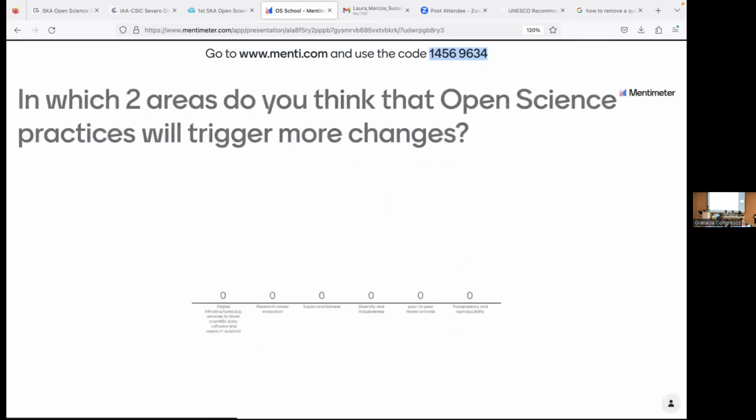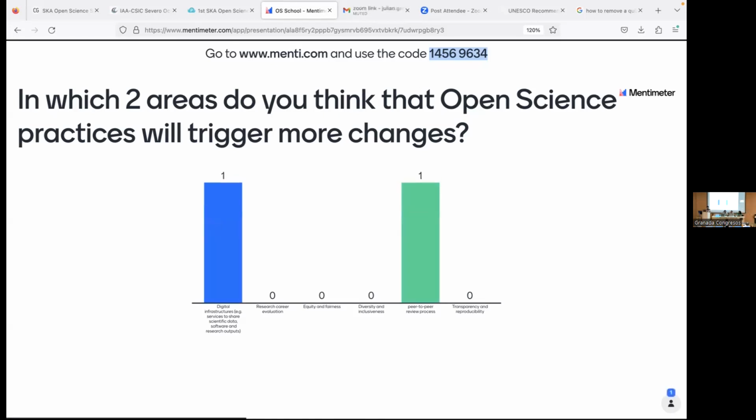Okay, so let's move on a little bit. I hope you can read it. In which two areas do you think that open science practices will trigger more changes? You can mark two. And let me read it, because at least here we cannot see this very well. Digital infrastructures, like for example services for sharing data or software, research career evaluation, equity and fairness, diversity and inclusiveness, the peer review process, or transparency and reproducibility. Just quite a variety.